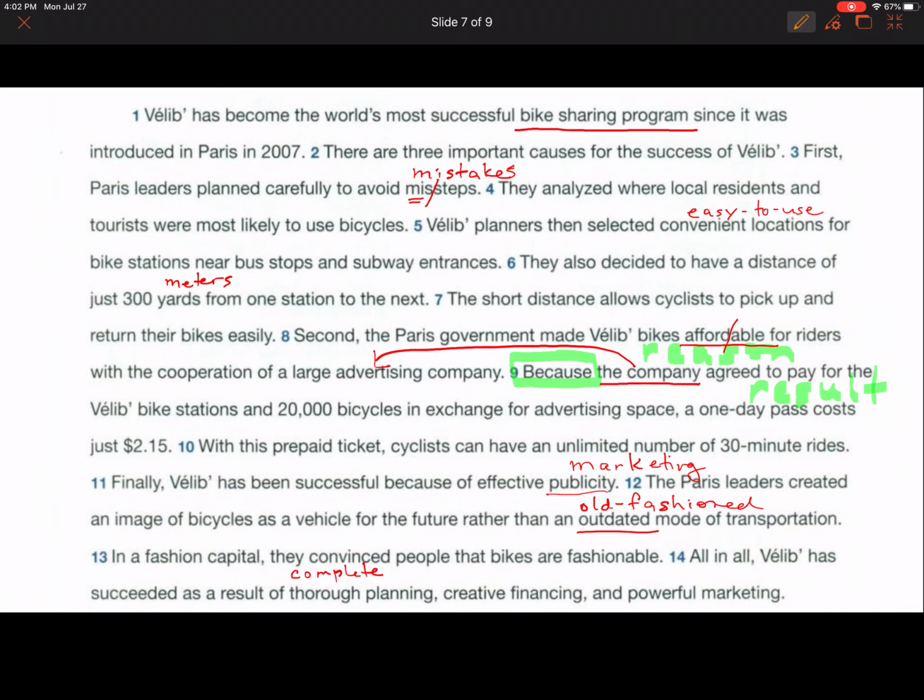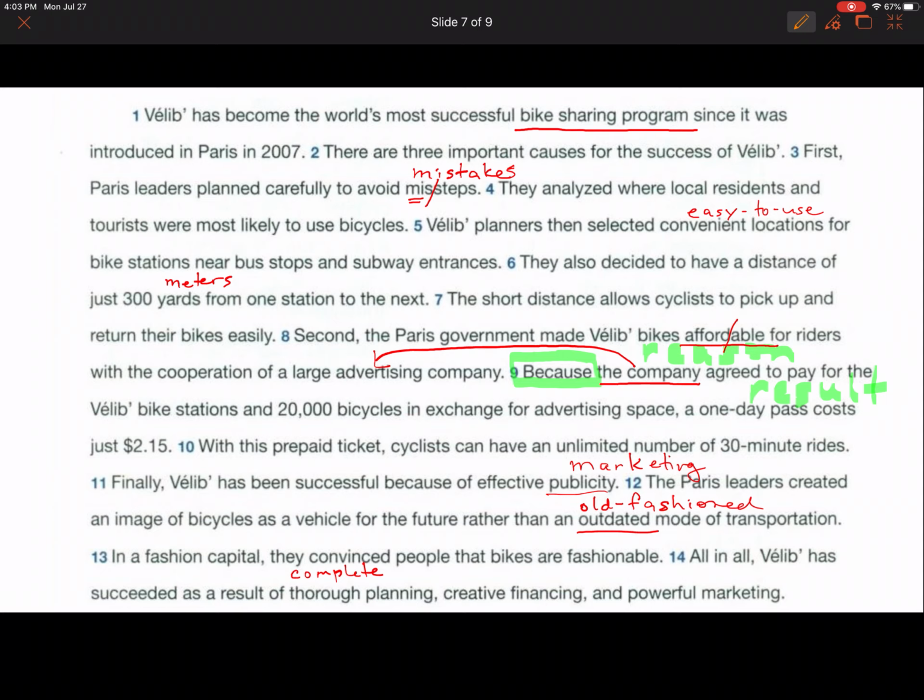Okay, Vélib has become the world's most successful bike sharing program since it was introduced in Paris in 2007. There are 3 important causes for the success of Vélib. First, Paris leaders planned carefully to avoid missteps or mistakes. They analyzed where local residents and tourists were most likely to use bicycles. Vélib planners then selected convenient or easy to use locations for bike stations near bus stops and subway entrances.